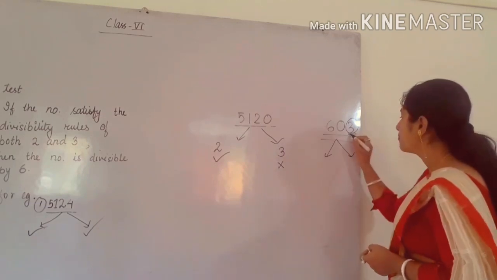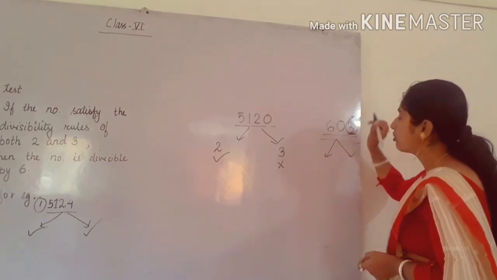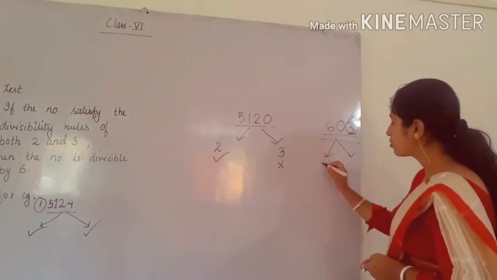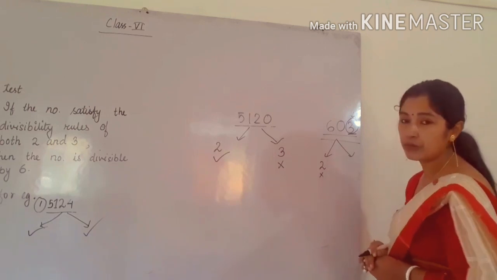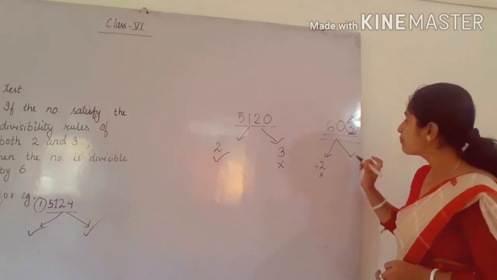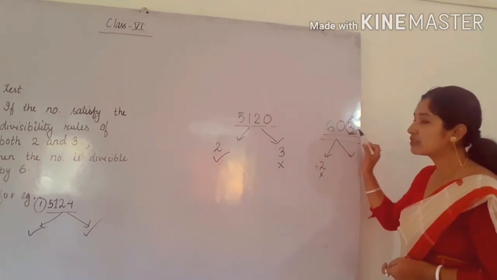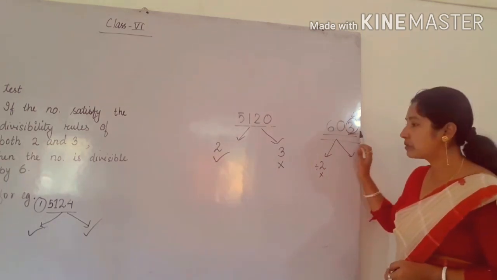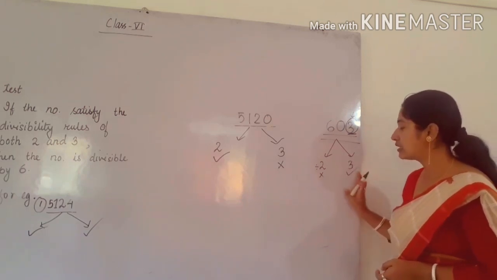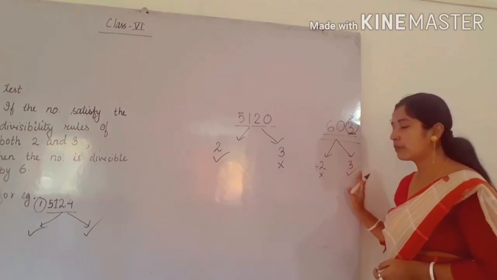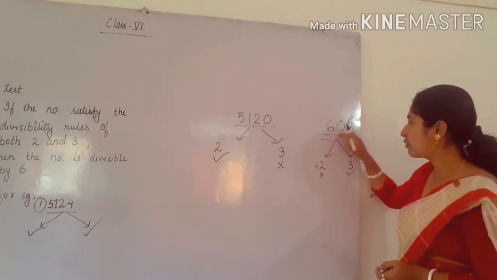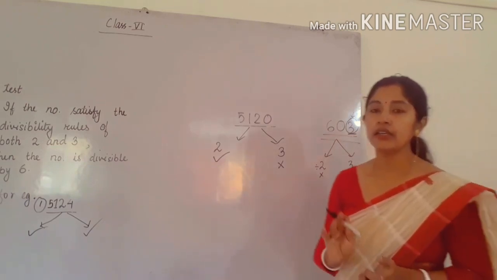But the number does not end in 0, 2, 4, 6 or 8, so this is not divisible by 2. Is the number divisible by 3? As you can see, 6 plus 0 plus 3 is 9, and 9 is divisible by 3. So yes, it is divisible by 3. We can say the number is divisible only by 3 but not by 2. Therefore this particular number is not divisible by 6.